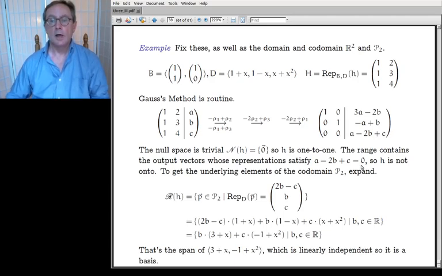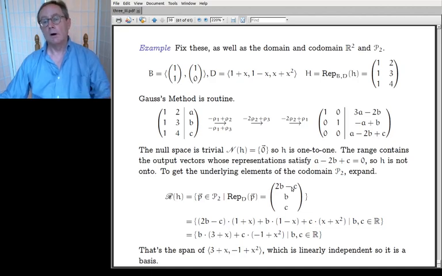To get the underlying elements of the codomain, you don't want just the representations, you want to know what are the elements of the codomain. So you say to yourself, well, I want to know which elements of the codomain satisfy this property, that A minus 2B plus C equals 0. All right, so satisfy that property, so I put it in.